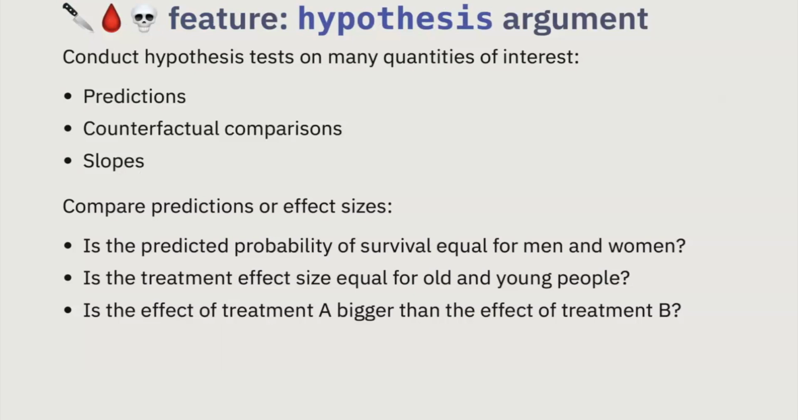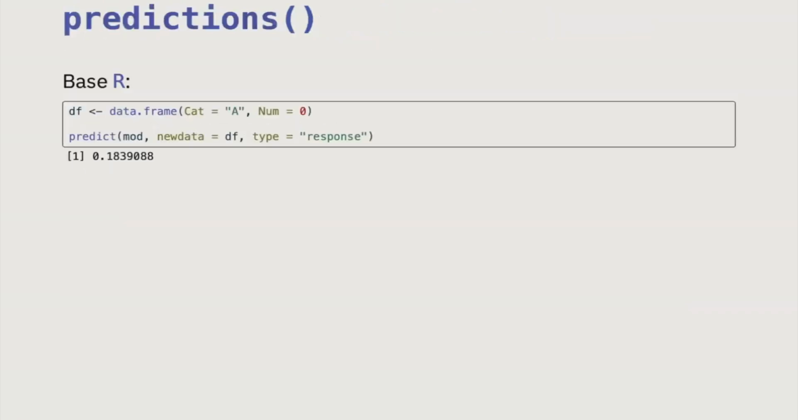Or if you're going to estimate two treatment effect sizes, for example, one for the old and one for the young, maybe a pill works better for young people or something, well, you're going to be able to run a formal statistical test to compare these things. So is treatment effect 1 bigger than treatment effect 2, or A and B? All right, so that's the killer feature, I think.